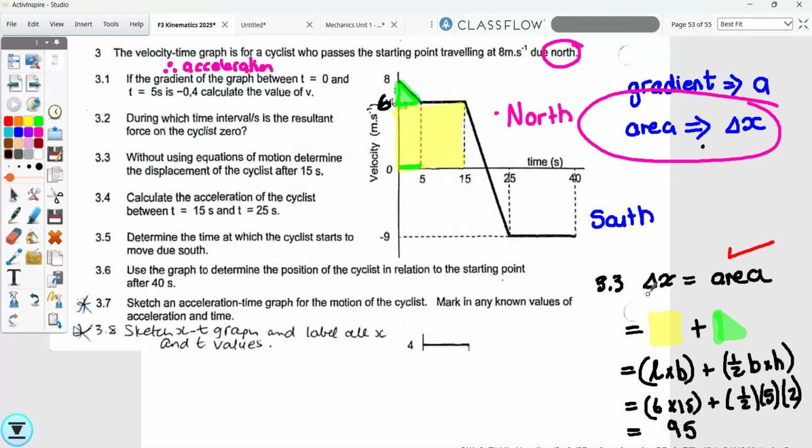Guys, what am I working out? So what's the unit? But, guys, that's not the end. Because now we need to see, is the question asking me for a vector, or is the question asking me for a scalar? They say, determine the displacement. So we need direction. It is still going in the positive direction, because it's still sitting above the line. Does this make sense? Okay.